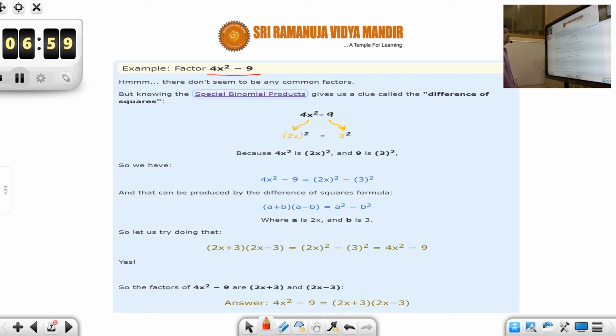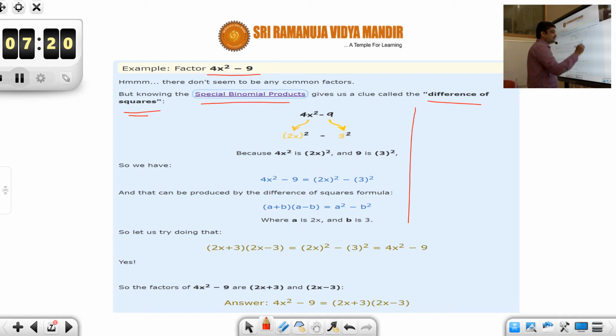And then what about the variables? The variable in the first term is x square and in the second there is none. So on the outside you don't find anything in common, right? But the main important thing here is knowing these special binomial products, which gives us a clue: the difference of the squares.